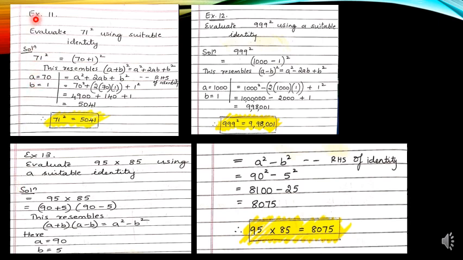The examples you are going to learn now are very interesting because you don't have any variables, you have only numbers. But even there, you are expected to use a suitable identity. See the question, you will understand. Evaluate 71 square using suitable identity. You know that you can use identities if the question is in the form of a binomial, isn't it? So what you will do is 71 should be split as 70 plus 1. So it becomes a binomial. And 71 square, so you will write it as 70 plus 1 the whole square.